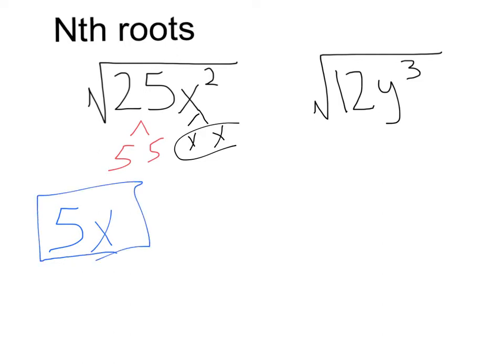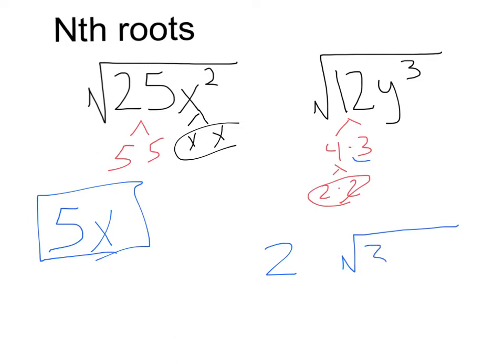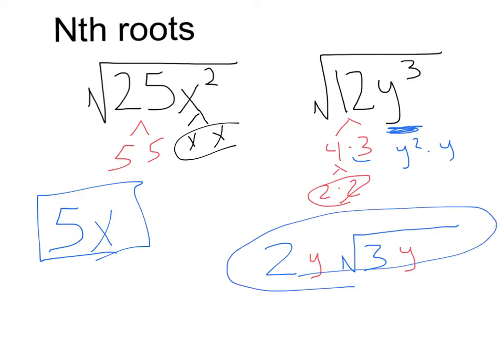Let's take a look at the square root of 12y cubed. Well, we know 12 would be equivalent to 4 times 3. This 4 would be the same as 2 squared, or 2 times 2. We know we could pull that out of the square root, and we'll be left with this 3 inside. Now we've got y cubed here. We know this gives us 3 y's, which would have a y squared with a y left over. So we know we can pull out 1 y, and we'll have 1 y left over. And here we have the simplification of that.